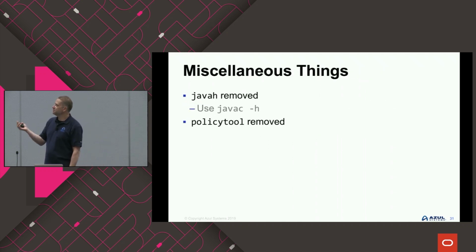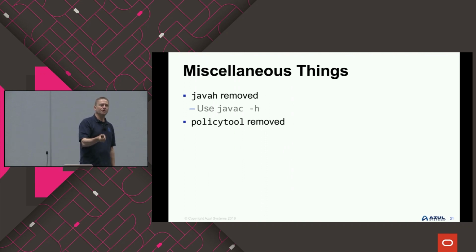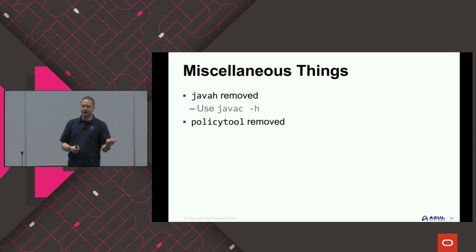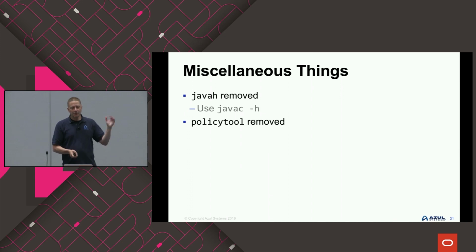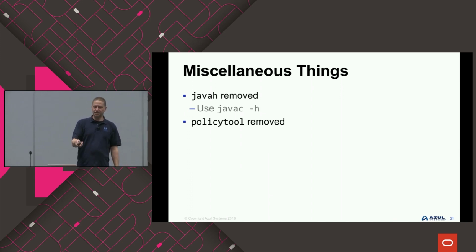And then various miscellaneous things that were removed. So they decided to remove the javah tool, which is used for JNI, where you create the headers with that. And now, rather than using a separate tool, you just use javac with the -h flag, and that will do the same thing. And they removed the policytool in JDK 10.